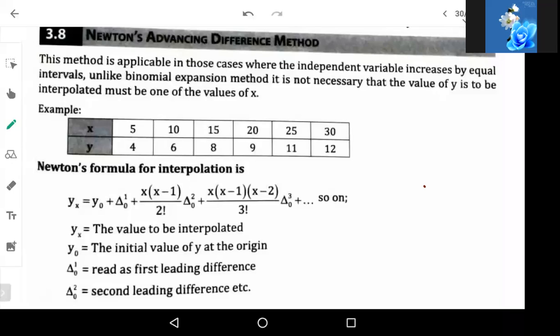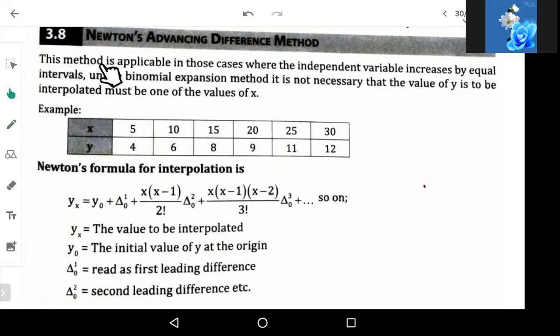Now coming to the second method, which is known as Newton's advancing difference method. This method also can be asked in the examination, but the binomial method will be asked more. But I have seen that out of 5 papers, at least 3 papers have asked one question from the Newton advancing difference method. Okay, so let us understand what this Newton advancing difference method is.